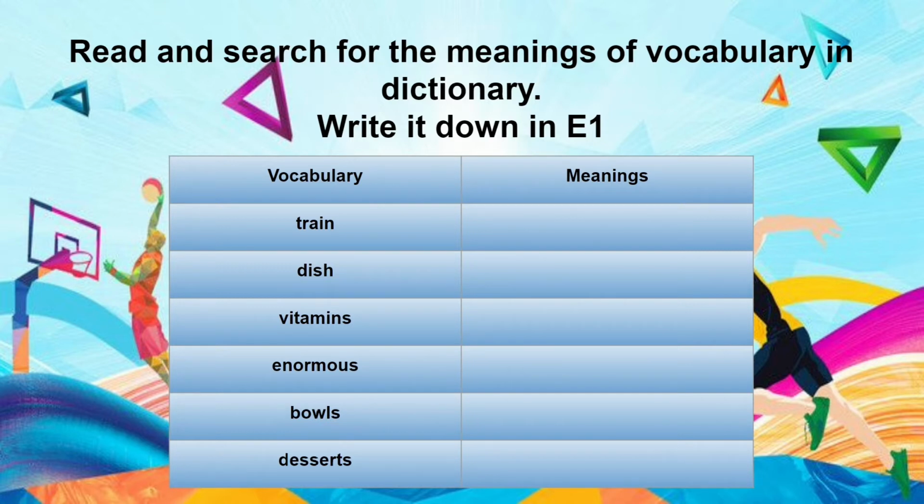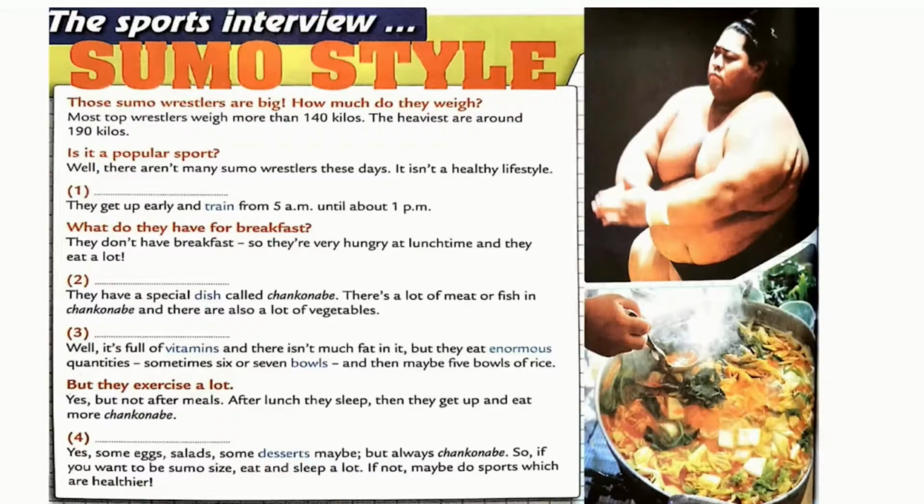Okay, so where did these vocabulary words come from? All of these vocabulary words are from the reading text just now. Can you see the ones in blue? Train, dish, vitamins, bowls, desserts, and enormous over here. You can also read and get some idea of these meanings. Okay. If you want the exact meanings, you search the dictionary and you write it down. Alright? And same as just now, when you have completed it, you take a photo of your work and you submit in Google Classroom for me to grade you.